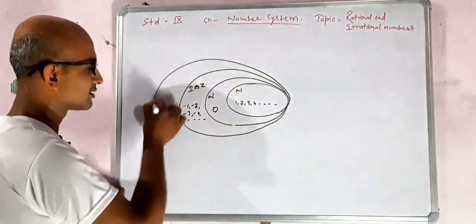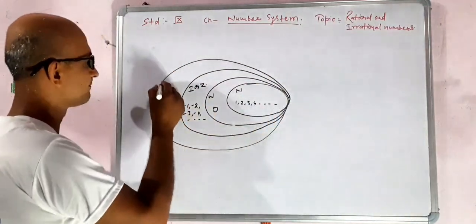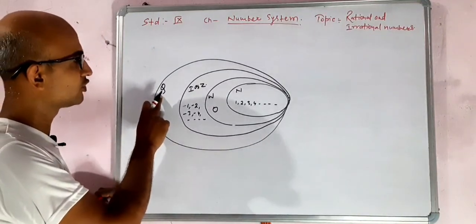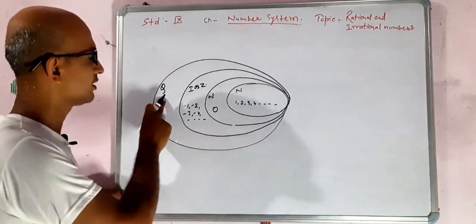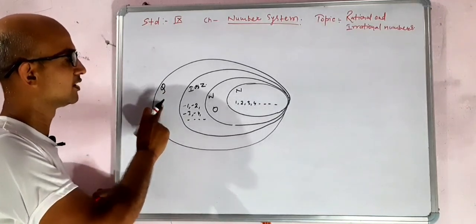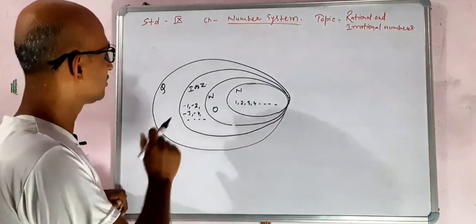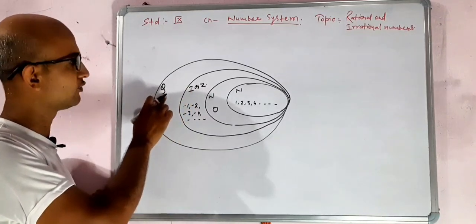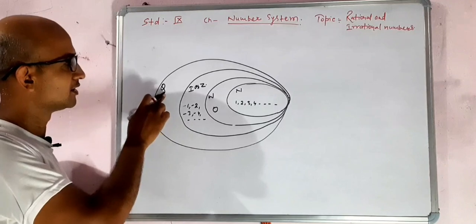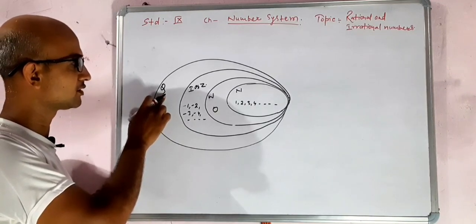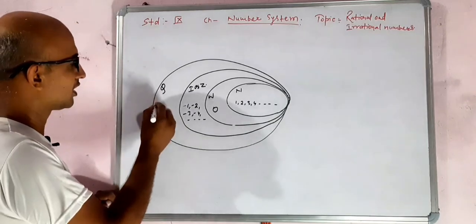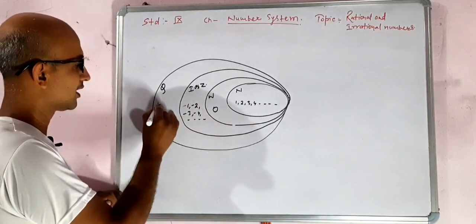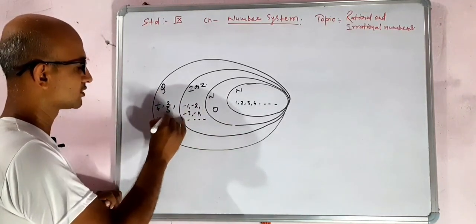And this is a circle representing rational numbers. Rational numbers are represented by Q because rational numbers are in the form of p by q. That is, rational numbers are the quotient of p and q. Therefore, rational numbers are represented by the first letter of quotient, Q. And rational numbers include natural numbers, whole numbers, integers, and these fractional numbers.